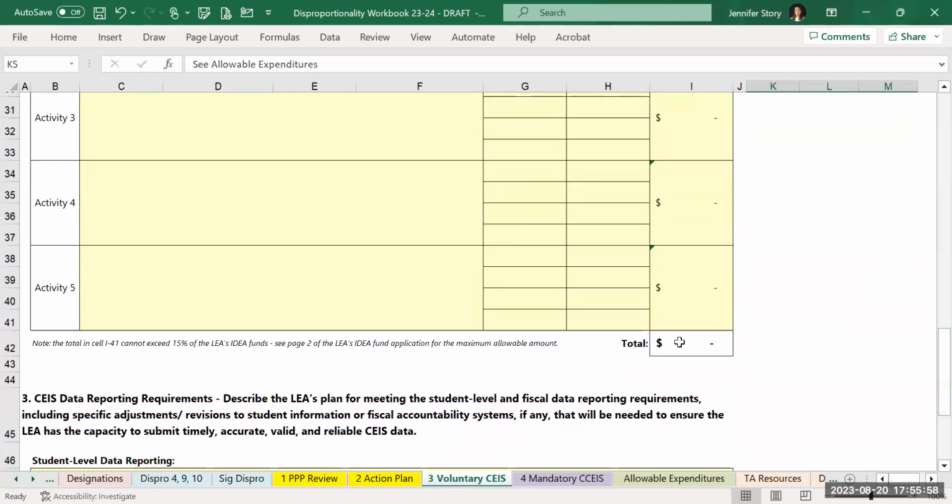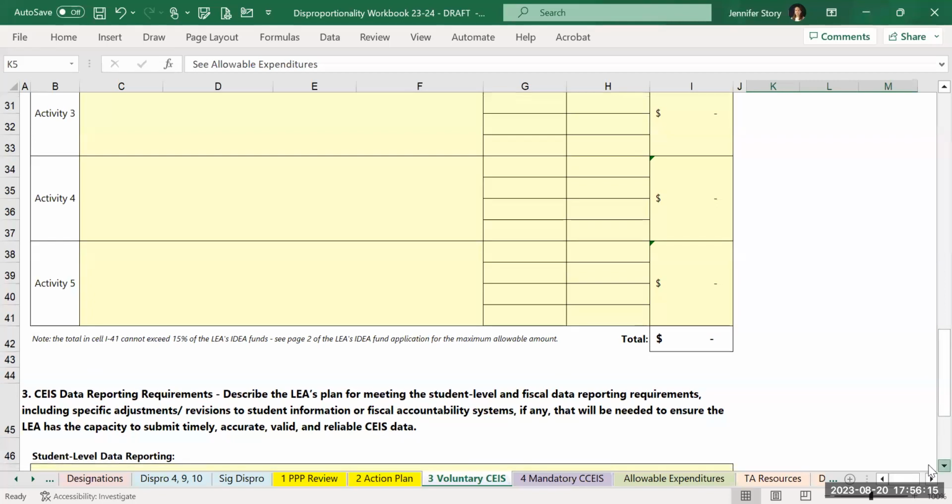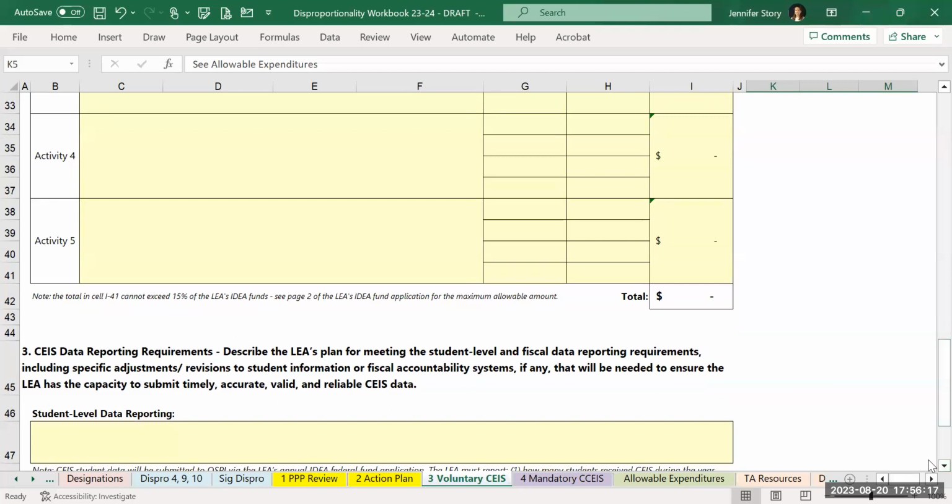And then it will be the total at the bottom. It's just a reminder here that the total in this particular cell cannot exceed the total amount, the 15% of the district's LEA fund. So it's taking a look at the district's current LEA application for the maximum allowable amount.